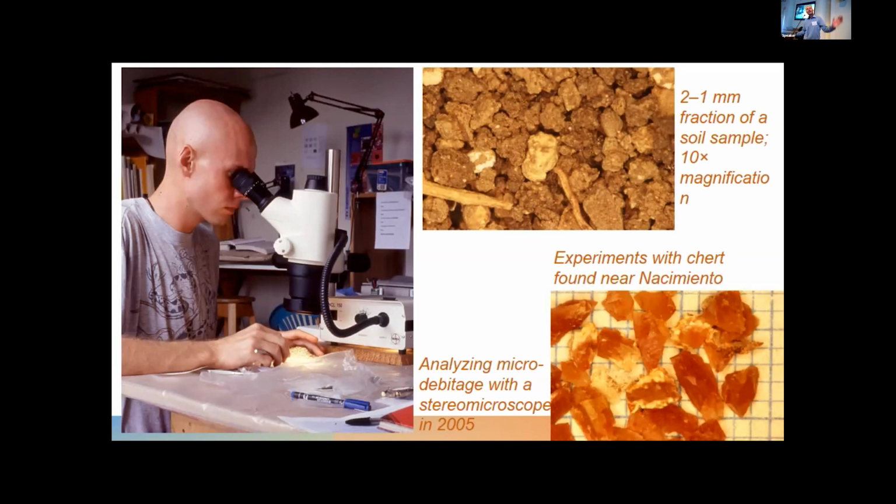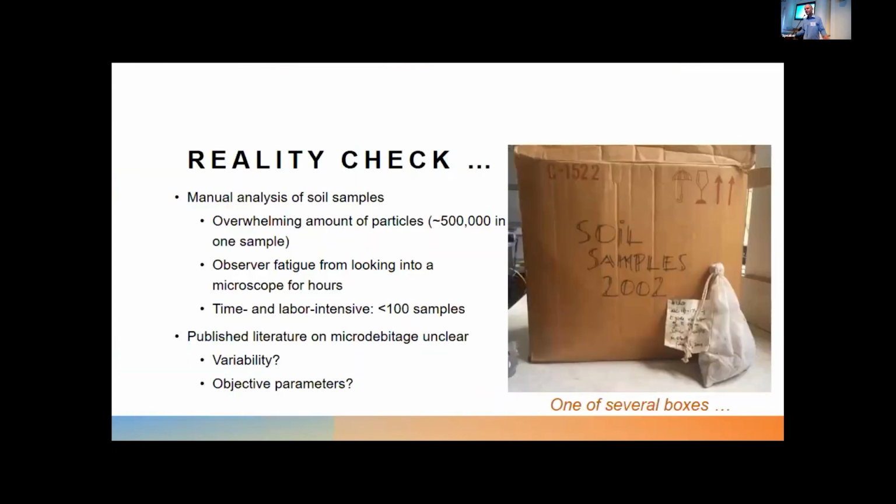And if you look at that, you can probably already guess the problem, because looking through a microscope for hours on end at literally hundreds of thousands of particles is exhausting. This is where the critique comes in my discipline, where people said this type of analysis is basically useless. It's subjective. People don't really specify what criteria they're looking at. How do you actually identify microdebitage? How do you do that over hours looking at the microscope?